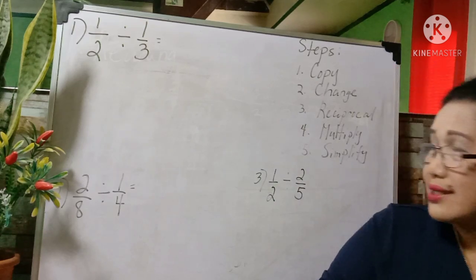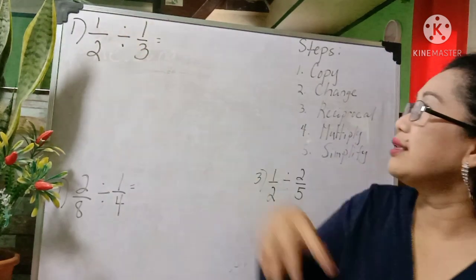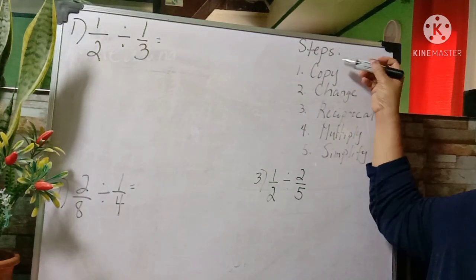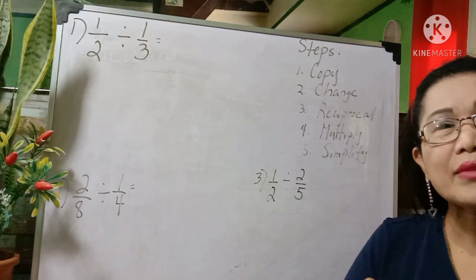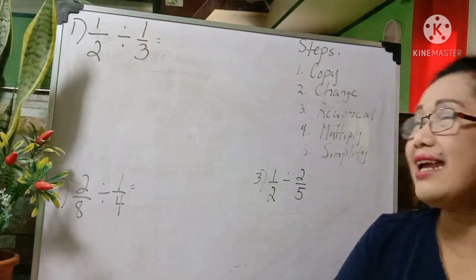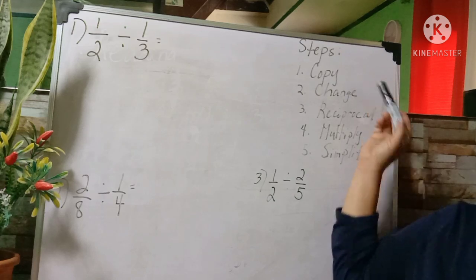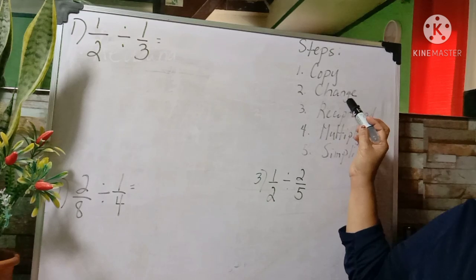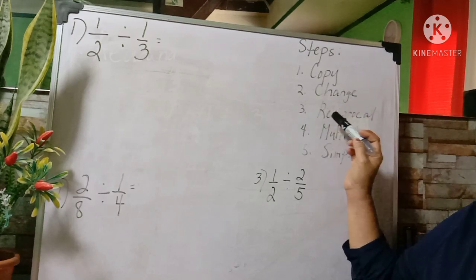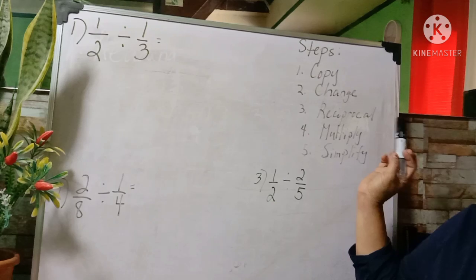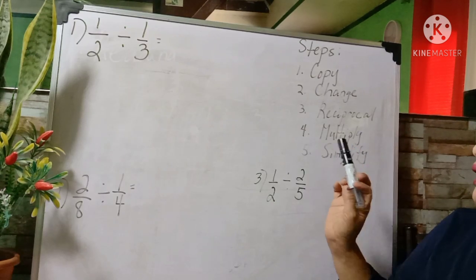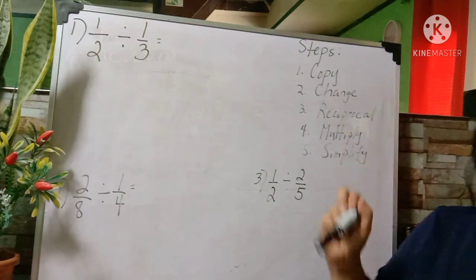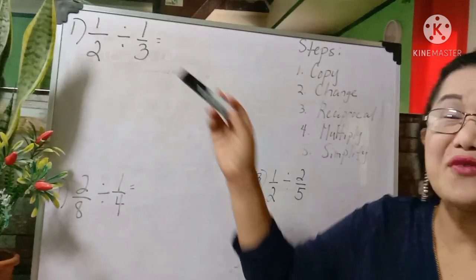So I have here on the board, 1 half divided by 1 third. But don't worry guys, I have given you 5 steps so that madali lang po mag-divide. Ang una pong step ay tinatawag natin na copy. Ano po ba yung copy? So, starts with letter C. After that, you change. Third is the reciprocal of the second fraction. Fourth is multiply. And fifth step is simplify. So, gagamitin po natin ang 5 steps na ito guys sa ating fraction.